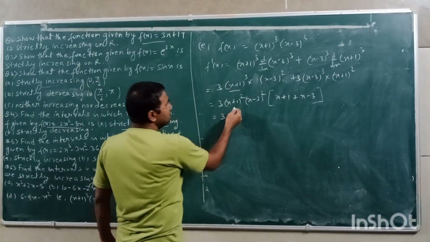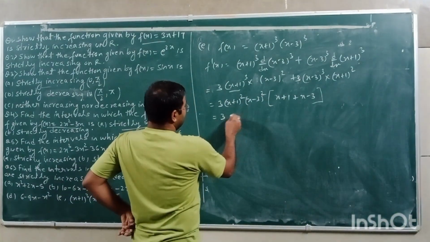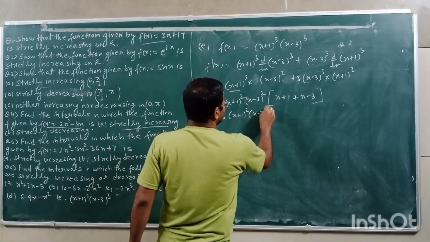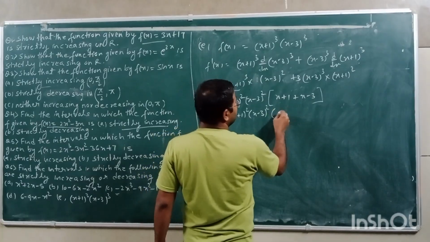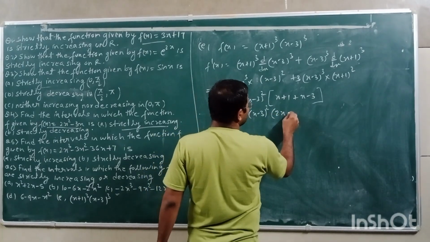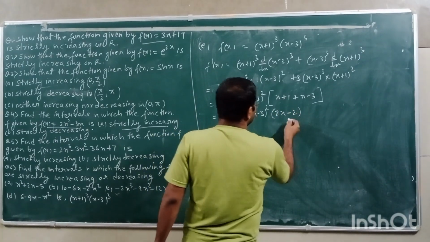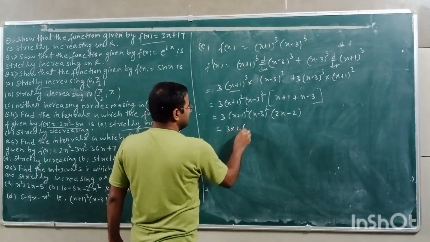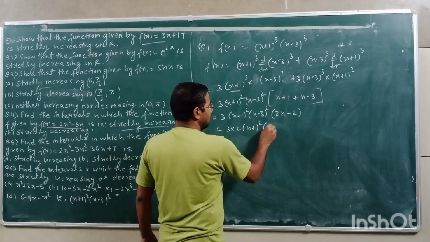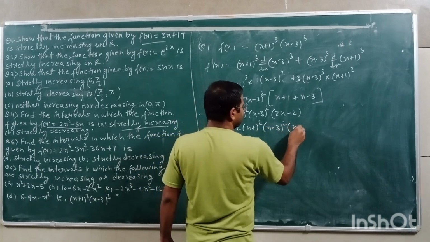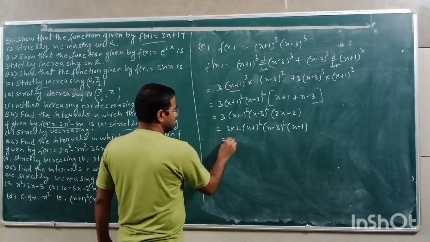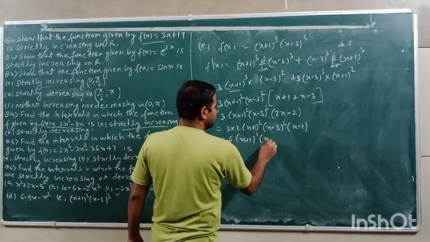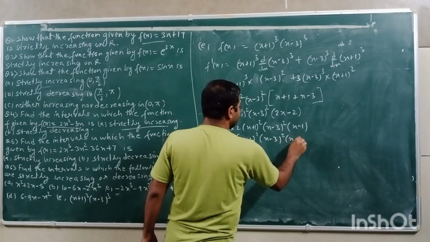Now (x + 1)², (x - 3)². Now see what will come here: 2x will come and -2 will be there. Again 2 will be common. Then here 3 into 2, (x + 1)², (x - 3)², (x - 1) will be there. Then 6(x + 1)²(x - 3)²(x - 1).